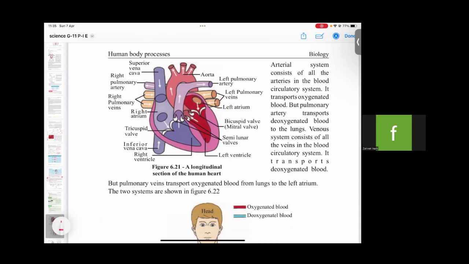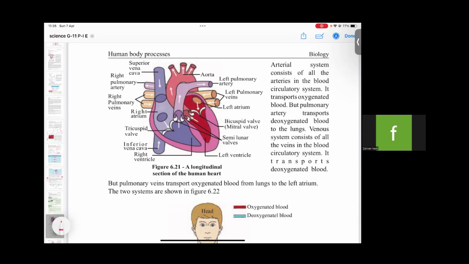So this is the heart. The heart has 4 chambers, right-sided chambers and left-sided chambers. The upper part we call atria, the lower part we call ventricles, and then we have valves at the base. Also, there are so many veins coming inside and arteries going outside. These are the main parts of the heart. So you can see the heart here.